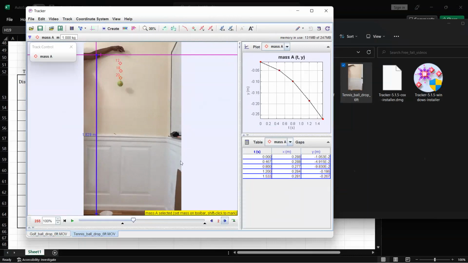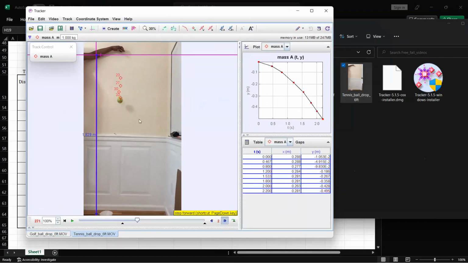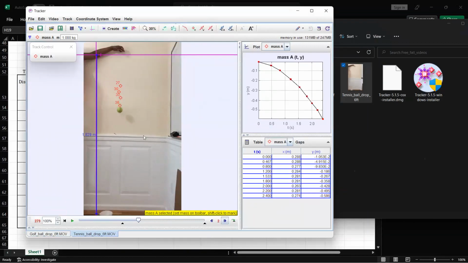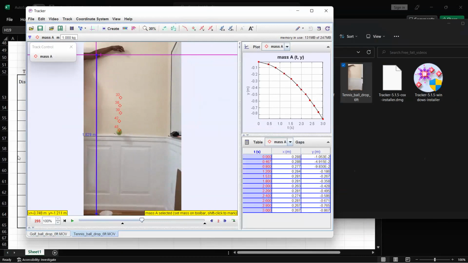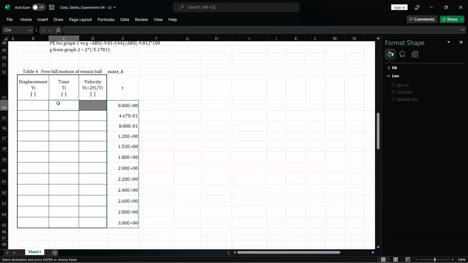Five. Six. Eight, nine, 11. It should be good enough, nicely. Then let's copy time back in here. So the time is fine, it's starting at 0. I can just put it into there without any problem.